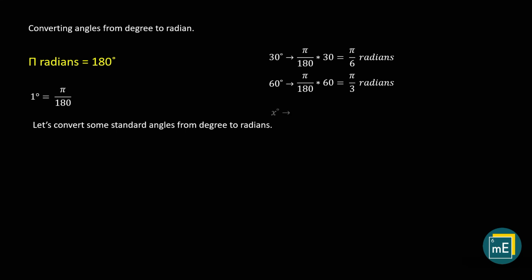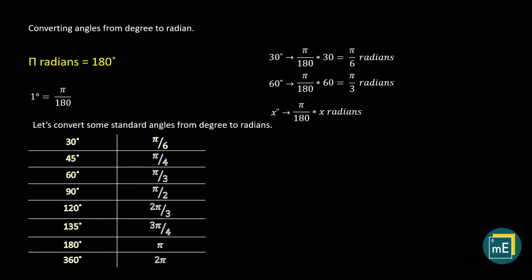If I have any unknown angle in degrees, I can convert this into radians by multiplying with the ratio pi upon 180. Similarly, if you have an angle in radians, you can convert it into degrees by multiplying with the inverse ratio, which is nothing but 180 upon pi. Here I have shown some standard angles converted from degree to radian. You can use the above expression and recheck the values mentioned over here as an exercise.